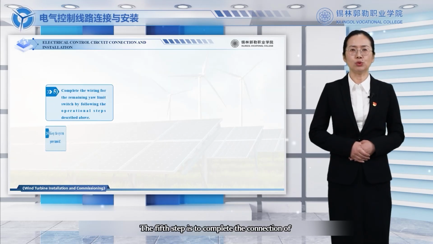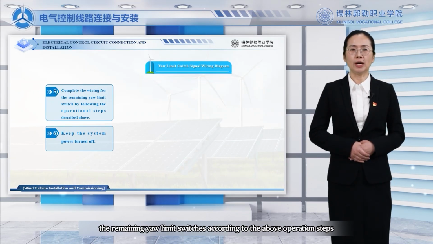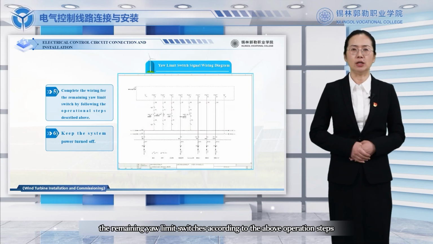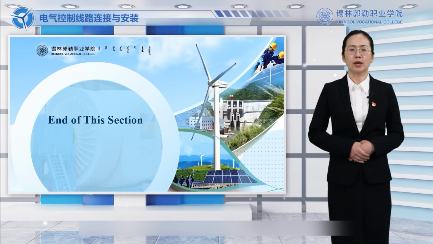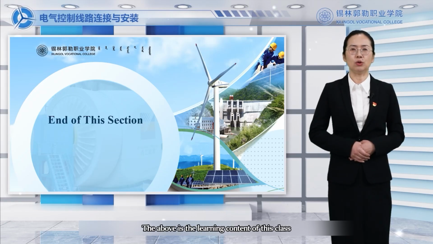The fifth step is to complete the connection of the remaining yaw limit switches according to the above operation steps. The sixth is to keep the system power off. The above is the learning content of this class. Thank you all.